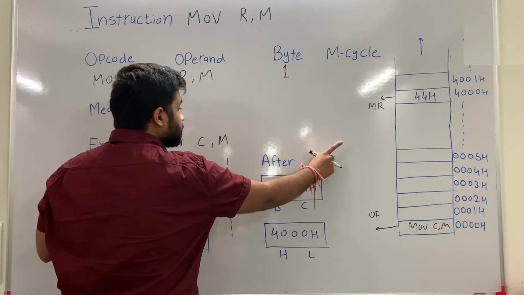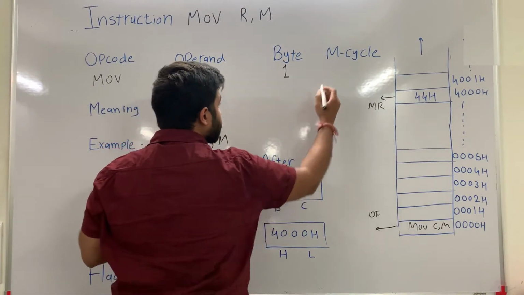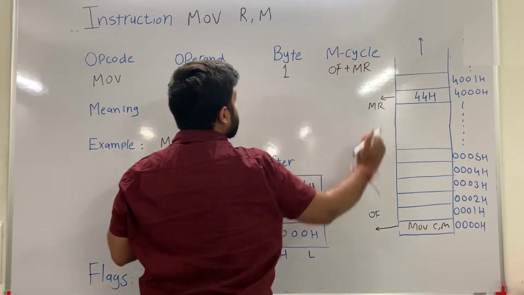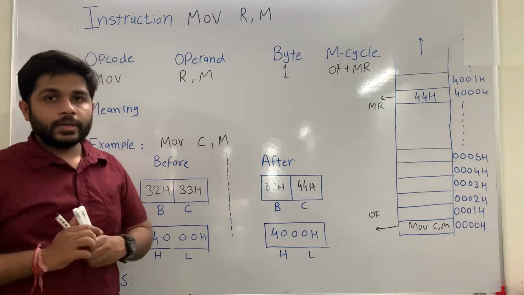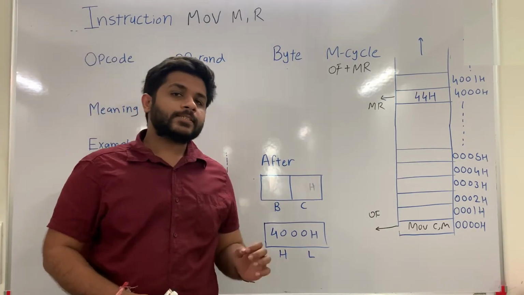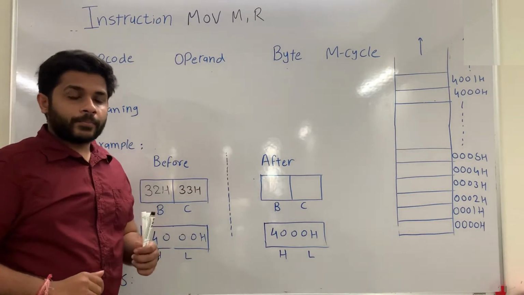So in this instruction, two machine cycles are needed, that is opcode fetch plus memory read. Okay, so this is how this instruction works. Now let's discuss the next instruction, that is MOV M, R.